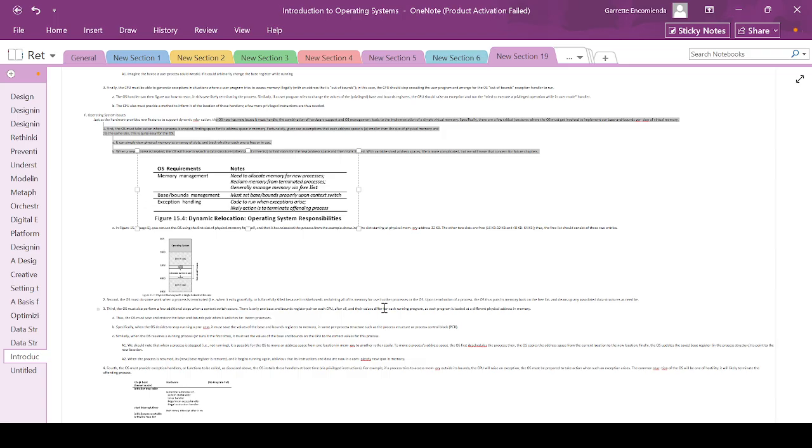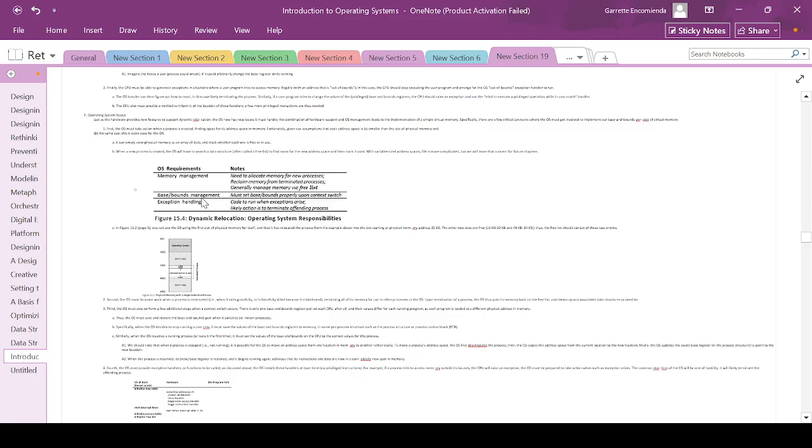So there's a critical step where the OS needs to take over to manage the base and bounds of that dynamic relocation. First, the OS must take action when a process is created, finding space for its address space in memory. Fortunately, given our assumptions that each process space is smaller than the size of physical memory and the same size, this is quite easy for the OS.